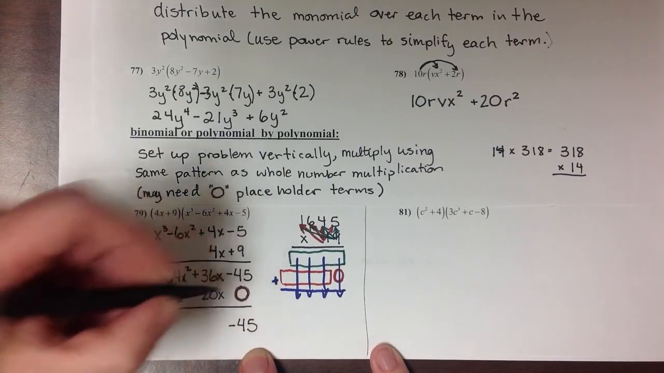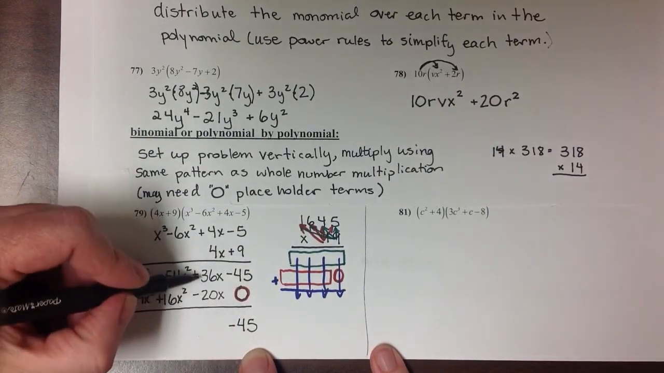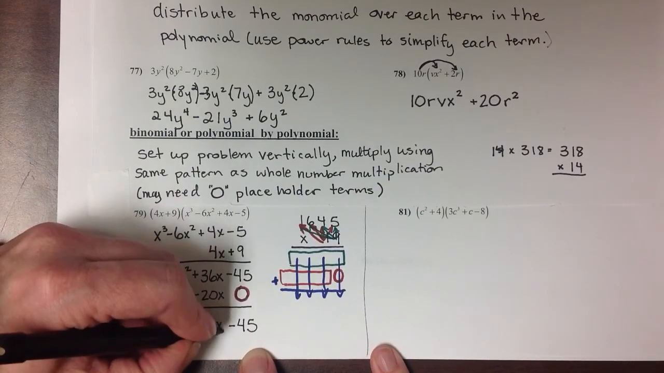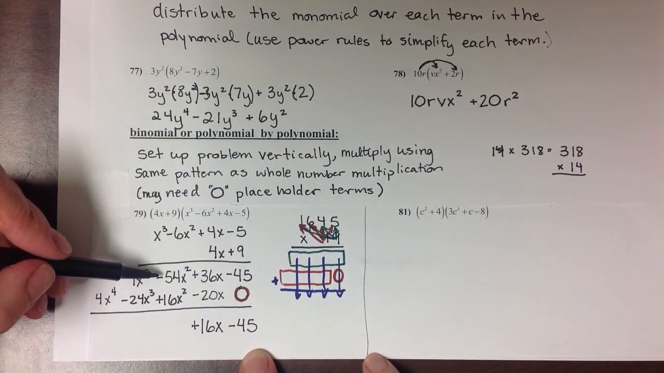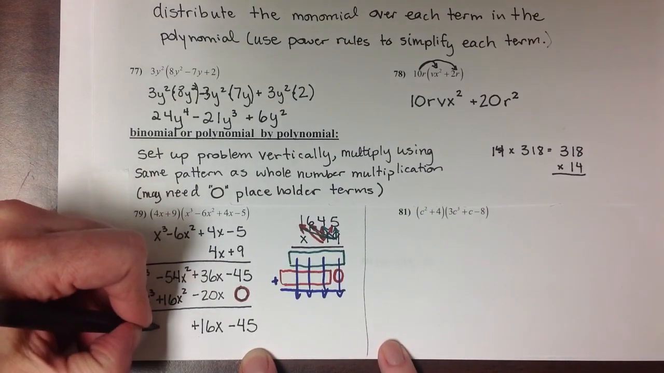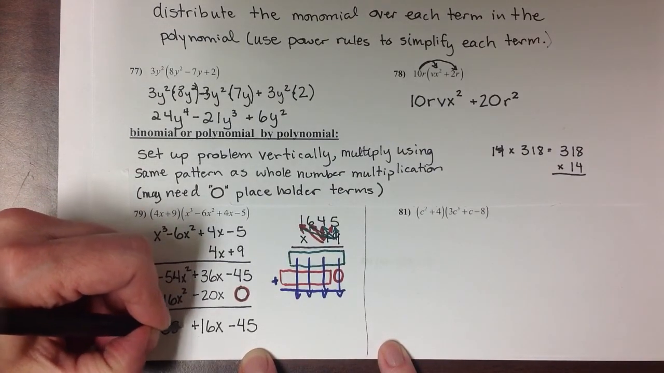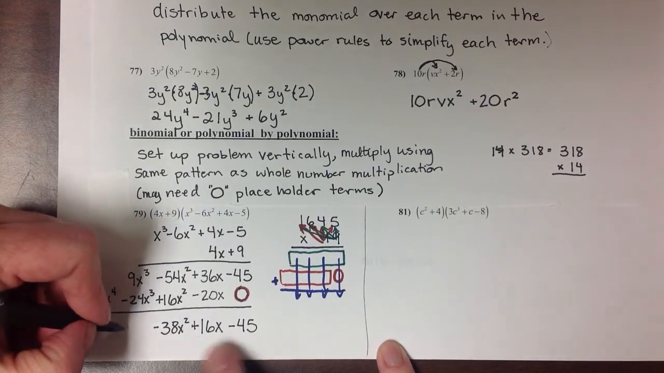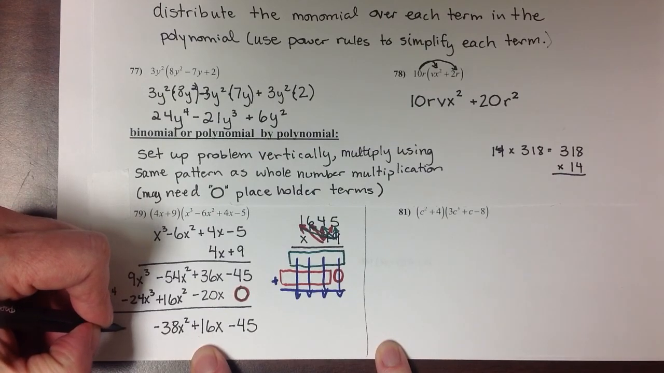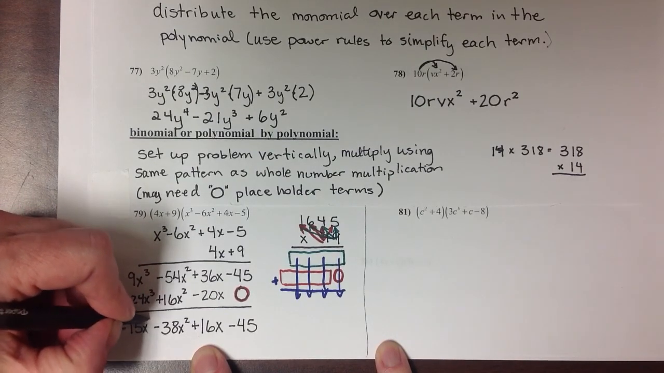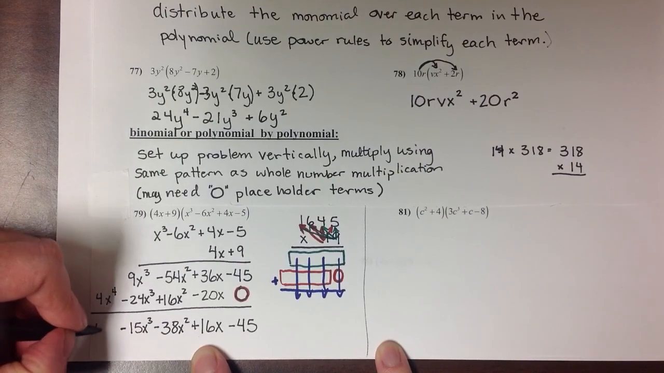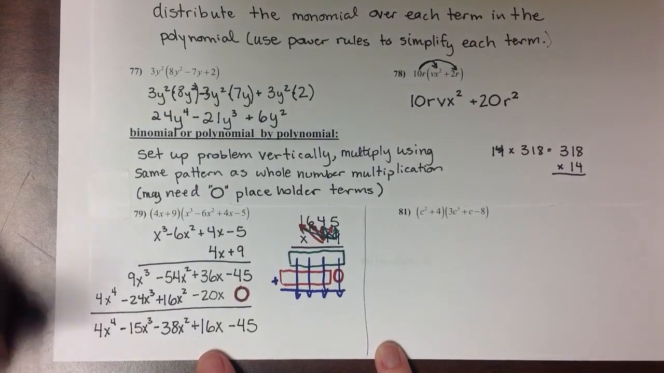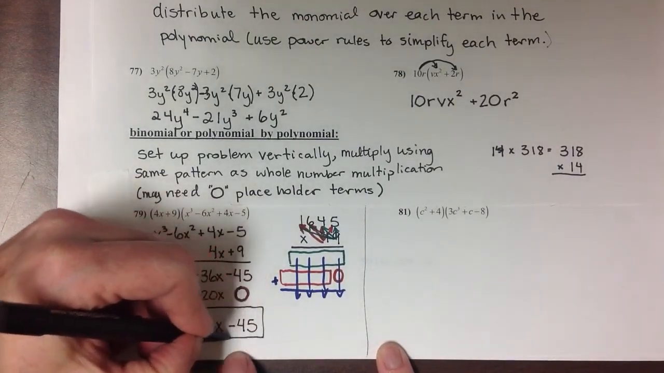So our final answer, a negative 45, the 36 take away 20 would leave me with a positive 16x. A negative 54 plus 16 gives me a negative 38x squared. 9x take away 24x cubed gives me a negative 15x cubed. And my 4x to the fourth term didn't have anything to add with it, so I just bring it down.